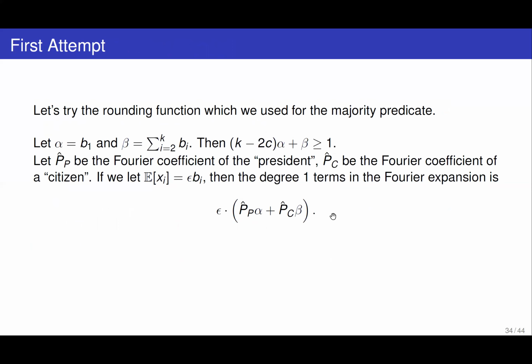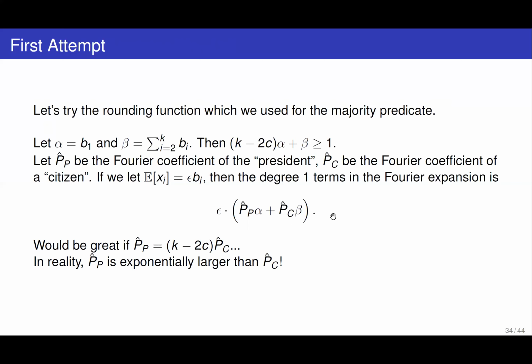Let alpha be b1, which is the bias of the president, and beta be the sum of the biases of the citizens. Then we know that k minus 2c times alpha plus beta is at least 1. Let p hat sub p be the Fourier coefficient of the president, p hat sub c be the Fourier coefficient for a citizen. If we let the respective value of xi be epsilon times bi as before, then the degree 1 terms in the Fourier expansion is epsilon times p hat sub p times alpha plus p hat sub c times beta.